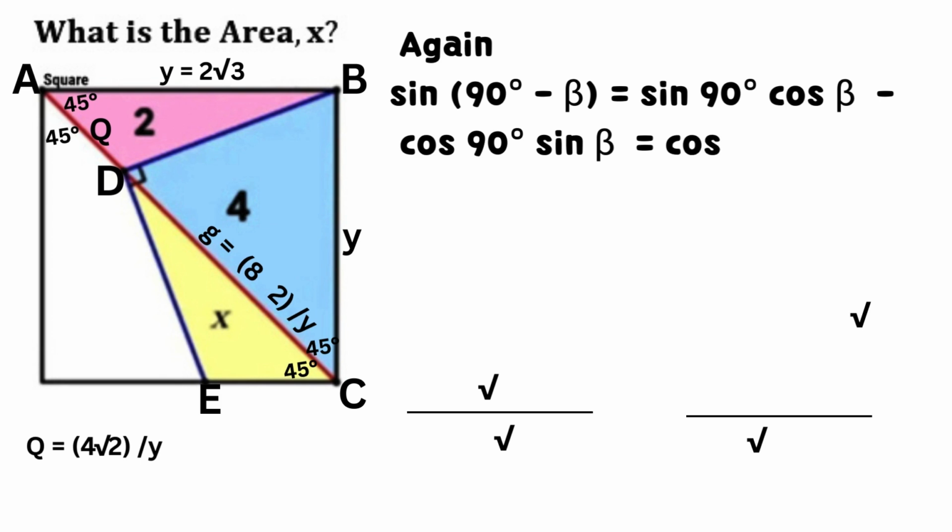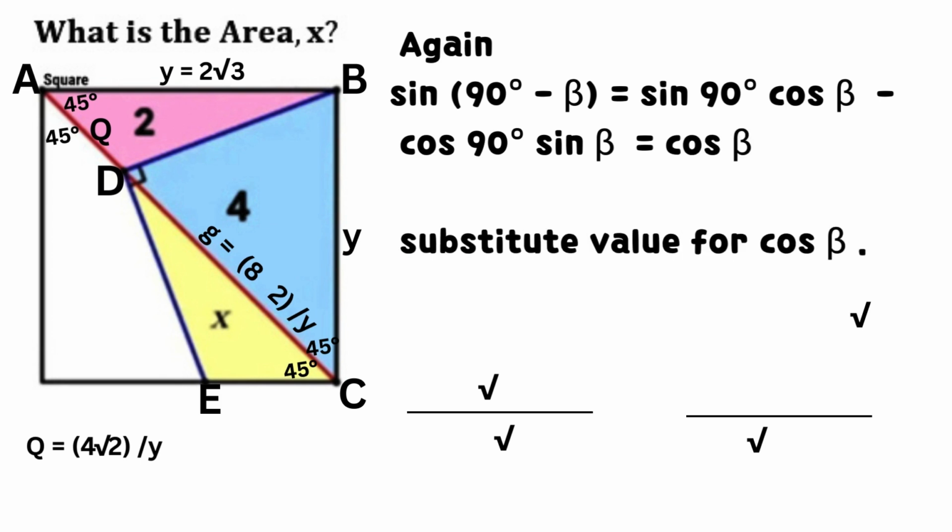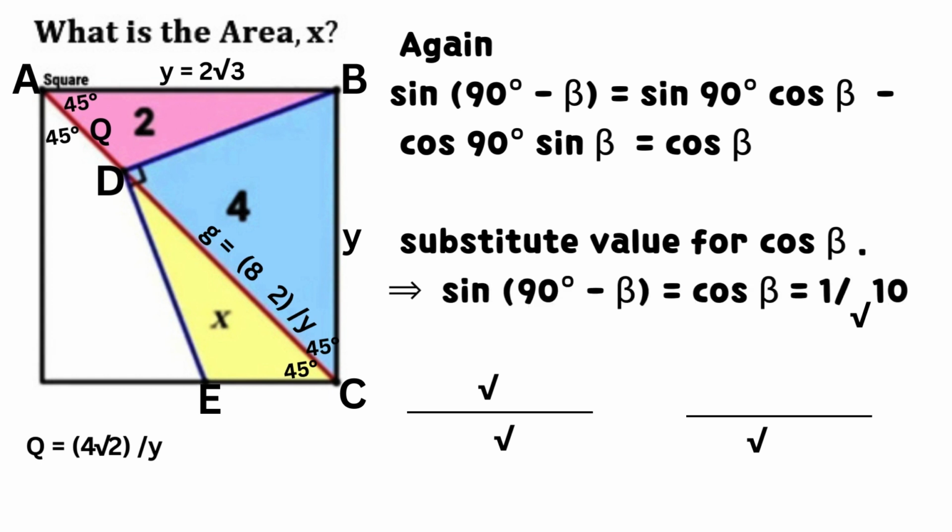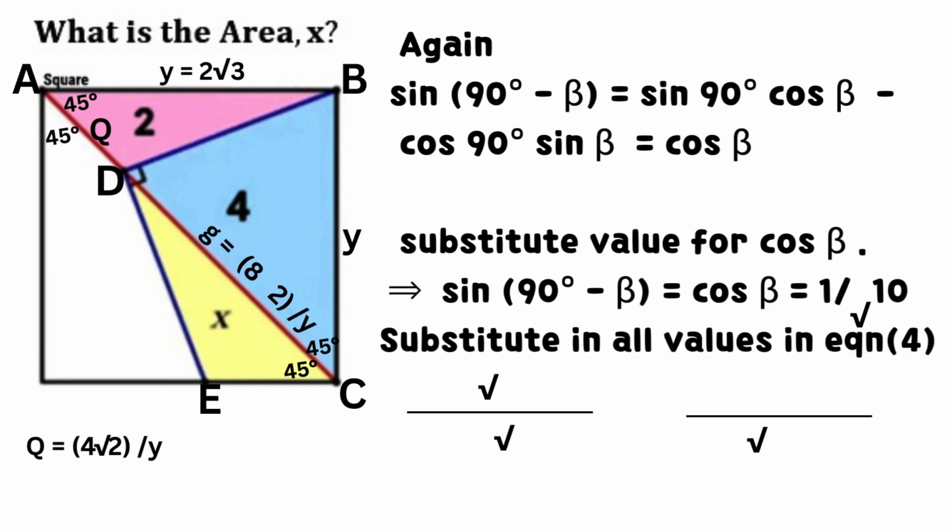Again, sine 90 degrees minus beta equals cosine beta as shown. Substitute value for cos beta and we have that sine 90 degrees minus beta equals 1 divided by the square root of 10. Then, substitute in all the values we obtained in equation 4. Hence, the ratio of 4 times the square root of 6 divided by 3 to 2 divided by the square root of 5 equals line CE divided by 1 divided by the square root of 10.